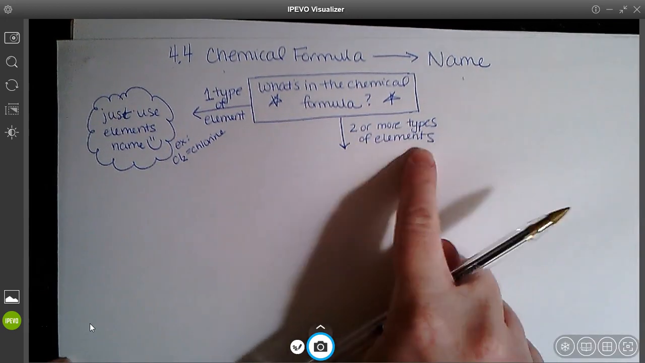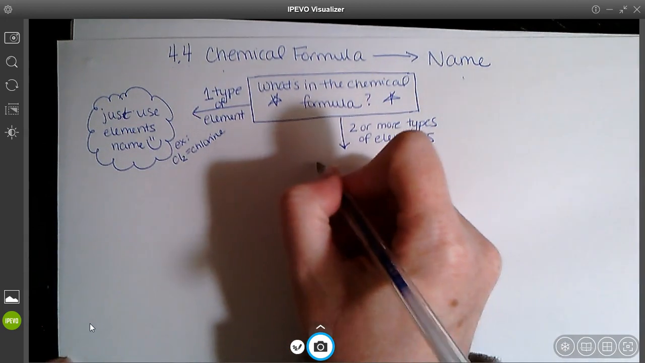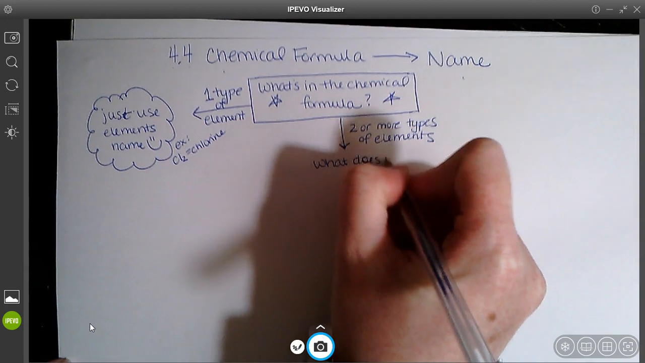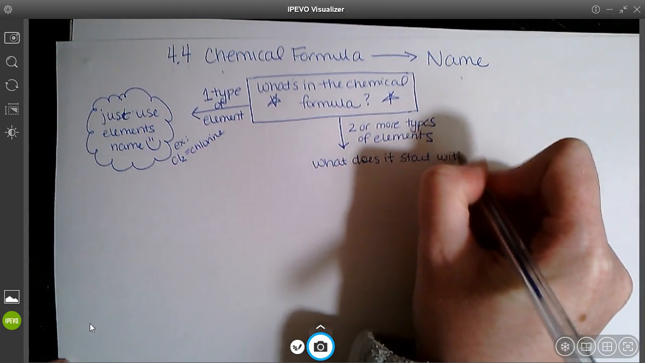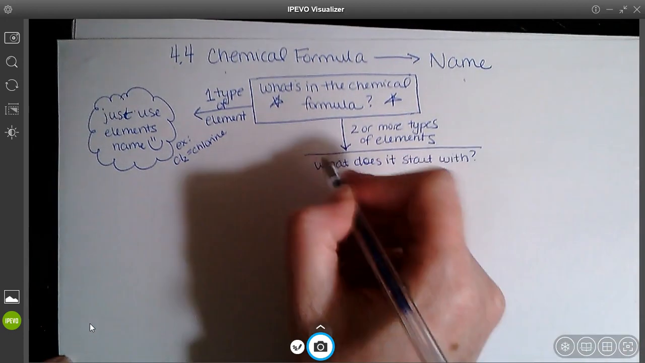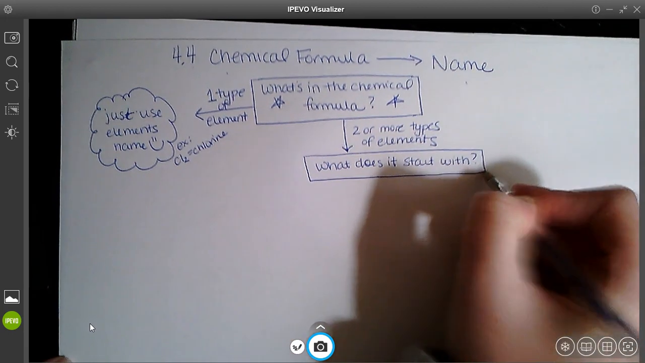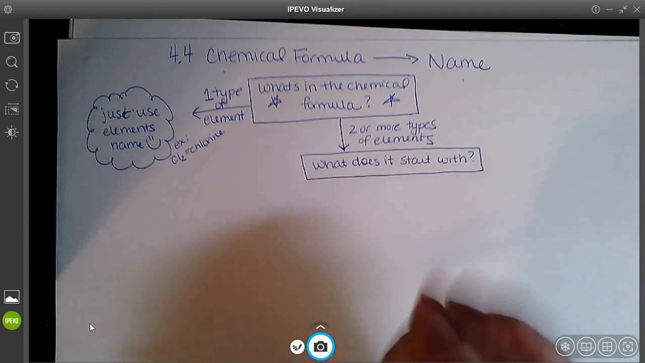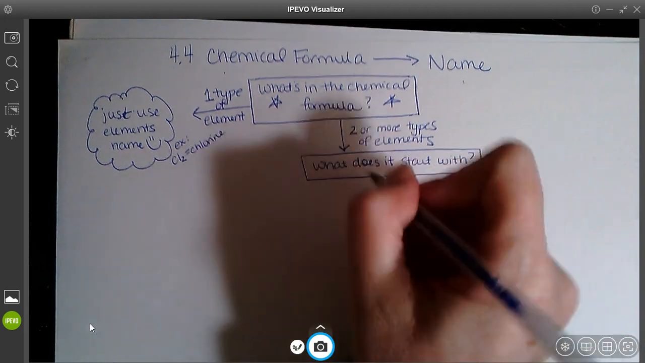If I have two or more types of elements, then it's a little bit more complicated. So we're going to do this question, what does it start with? For those of you that love English, you know that we're not supposed to end a sentence with a preposition, but please don't tell your English teachers on me. Okay, so you're going to look at the chemical formula and say, what's at the very beginning? So what does it start with? And we have a few options.